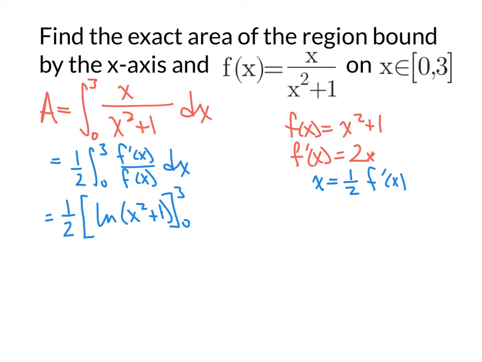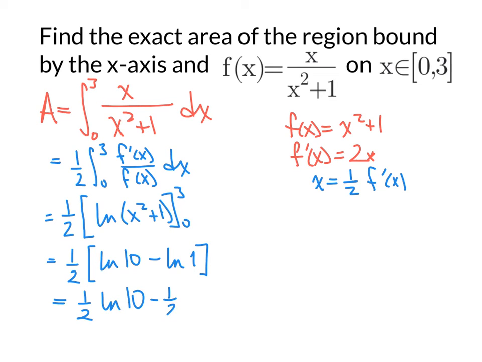Now the extra step, of course, is to do this evaluation, and we start by plugging in 3 first. So natural log of 3 squared plus 1, that's 10, minus natural log of 0 squared plus 1, which is 1, and natural log of 10 exactly is natural log of 10, but natural log of 1 is 0, so half of that is just going to be 0. And our exact area would be 1/2 natural log of 10 minus 0, or just 1/2 natural log of 10.